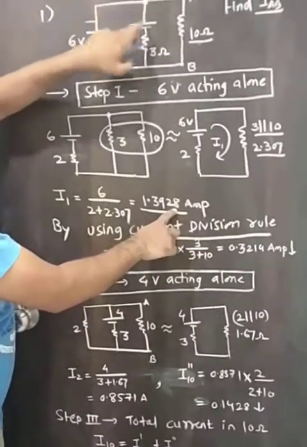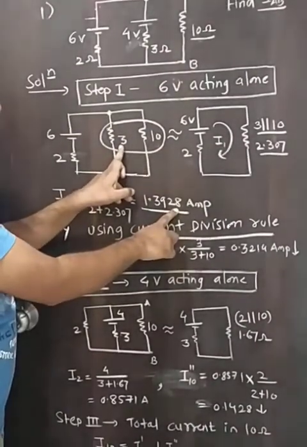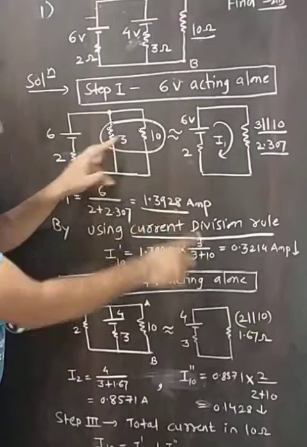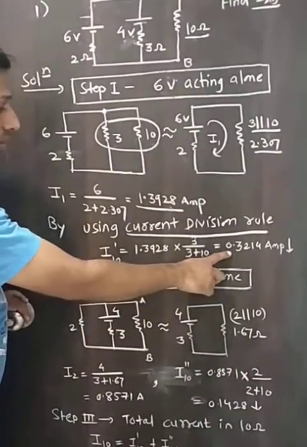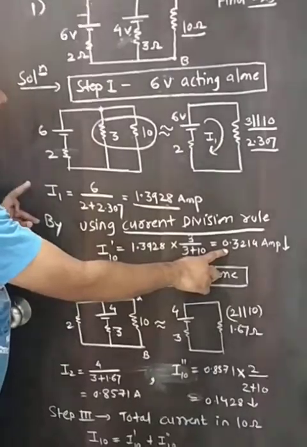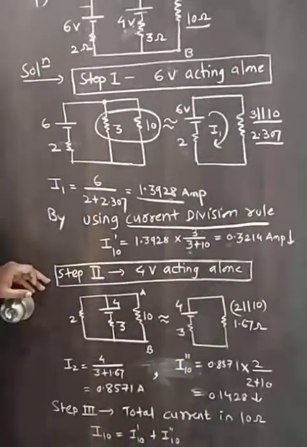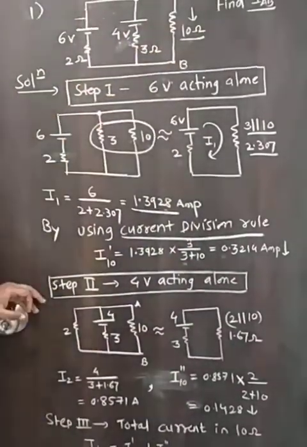So the total current is 1.3928, multiplied by the opposite branch. The opposite branch of 10 ohm is 3 ohm. So 1.3928 into 3 divided by 3 plus 10. So the total current flowing through the 10 ohm branch because of this 6 volt is 0.3214 ampere, and the direction of current is downward. So this is A to B.